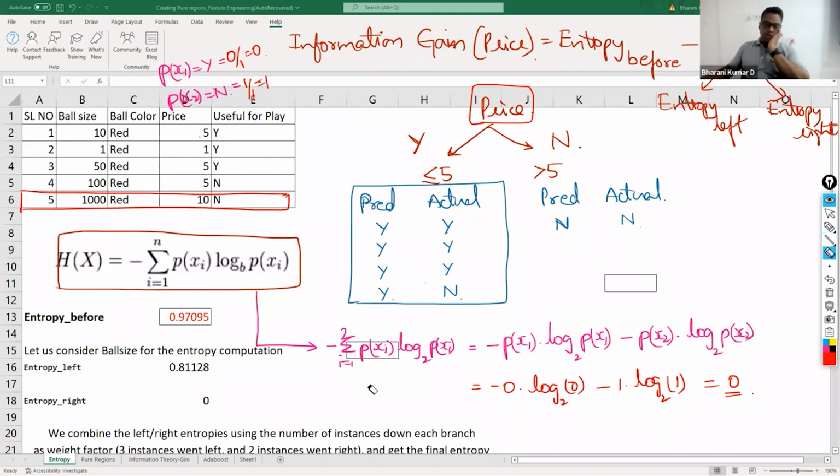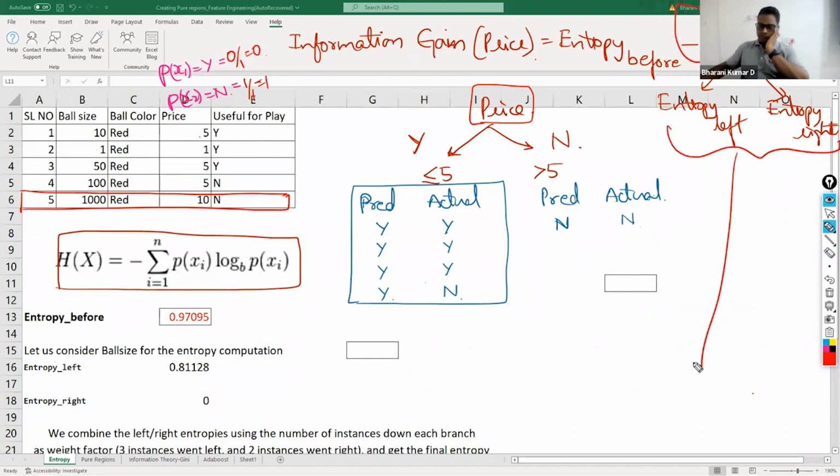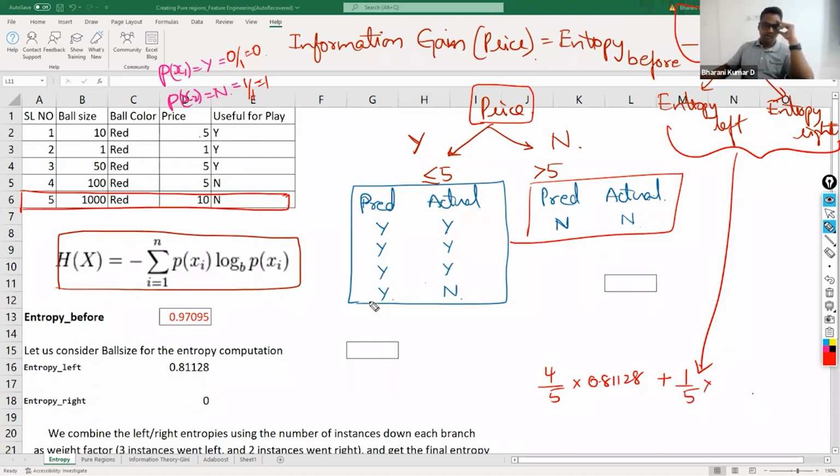Now what are we expected to do? We need to combine the left and right side, in order to get entropy after. On the left side, how many do we have? 4 out of 5 entries. So I write it as 4 by 5 into entropy towards the left, which is 0.81128. On the right side, how many do we have? Only one entry, 1 out of 5. So 1 by 5 into entropy towards the right side, which was 0. So 1 by 5 into 0 is 0.